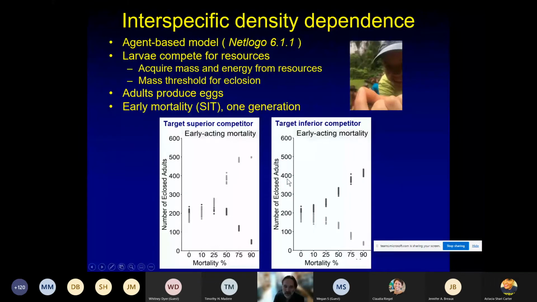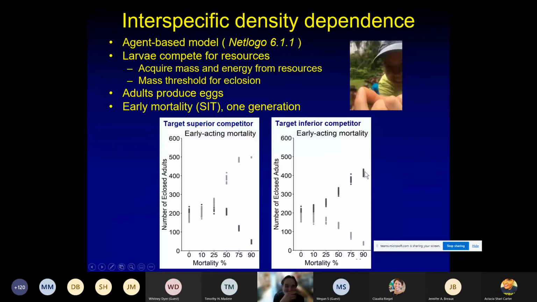Well, what if you target the inferior competitor? Interestingly enough, it produces that similar effect. You reduce, as the mortality rate increases, the abundance of adults of the inferior competitor, but you increase the abundance of the superior competitor, which is pointing out the truism that competition, even with an inferior competitor, is not good for the good competitor. It's reducing its population. And if you remove a competitor, you are likely to benefit a non-target species that it competes with.